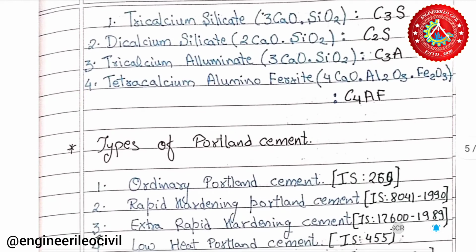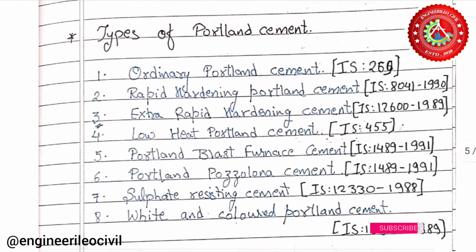So now we'll move forward to the types of Portland cement. There are generally 8 types of Portland cement. We'll discuss each type in brief. The first is ordinary Portland cement. It is manufactured generally in larger quantities than others. It is generally suitable in concrete construction where there is no exposure to sulfates in soil or groundwater. This is the most important part of this cement.